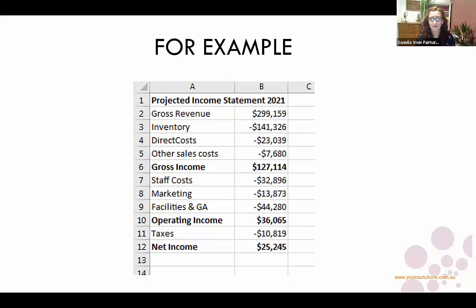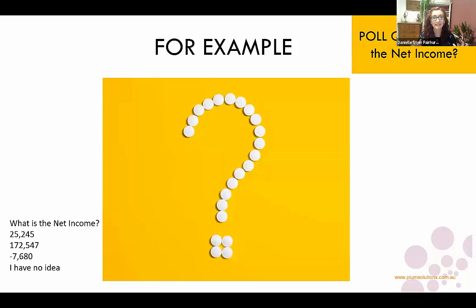Sonia, we're going to do a bit of a poll just to make sure everybody is still with me and is still listening. I'd like you to tell me, what is the net income? I showed you a picture of the financial statements, and very quickly, I'd like you to tell me whether you can remember what the net income was. Was it 25,000, 172,000, a negative, or have you got no idea? I flashed that up on the screen really quickly. So just vote and let me know what you think the number was.